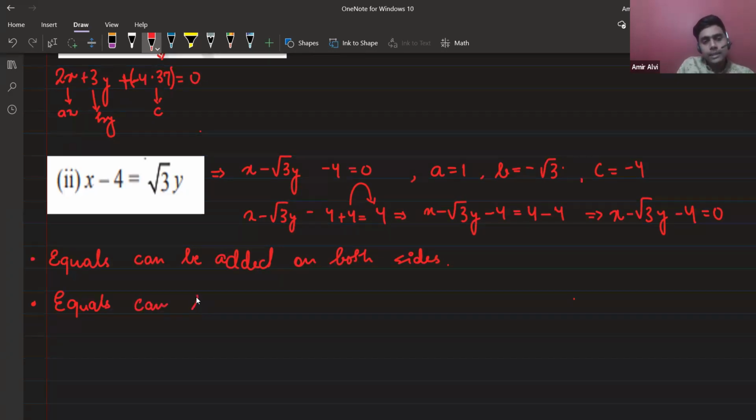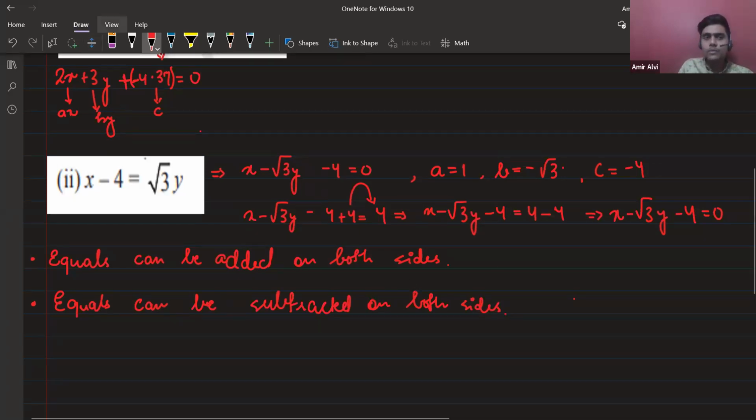Equals can be subtracted on both sides. Same case is there. If I take minus 4 here instead of positive 4, this is minus 4 and minus 4, this will go positive. Minus 4 and positive 4, so this will also be 0. Yes or no? Yes. So a similar kind of statement is there for this term.